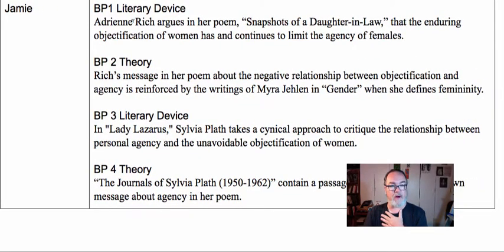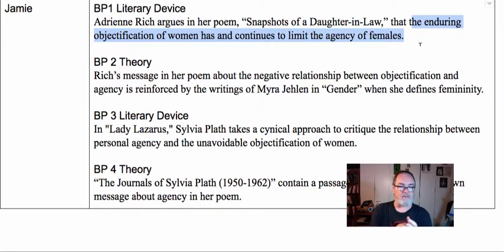So she's got the author and the poem. And then she says that her active verb is that Rich argues, and the enduring objectification of women has and continues to limit the agency of females. So this claim absolutely works, and it doesn't exactly follow the model, but it's got all the key pieces. It's got the verb, and at the end of it, I know exactly what is being said here, that Rich is critiquing, and that might have been the verb I went with, right?